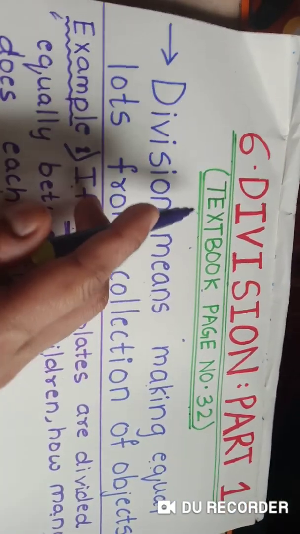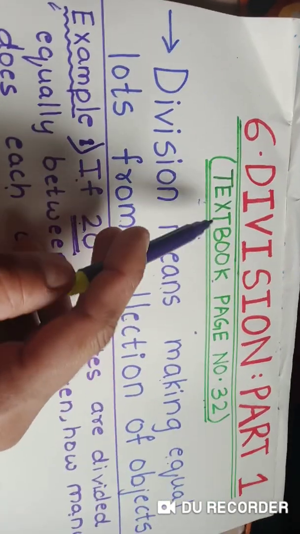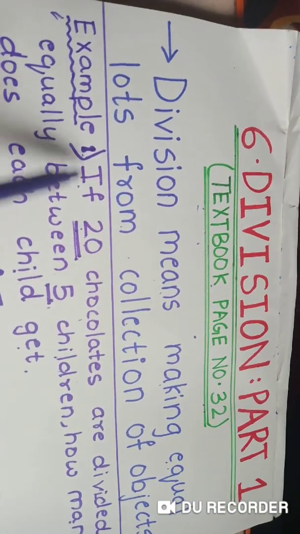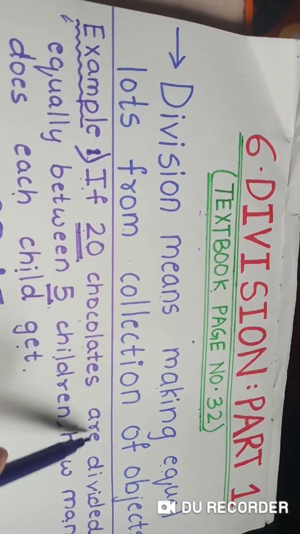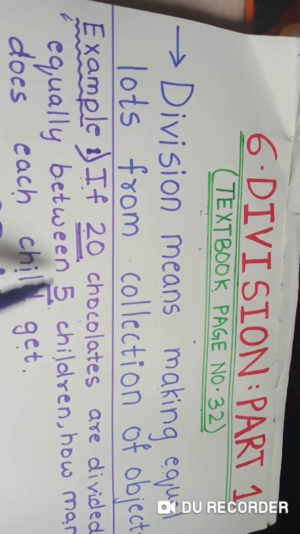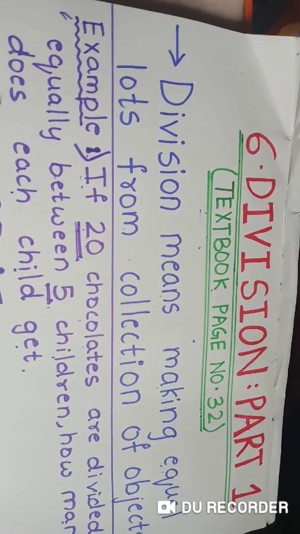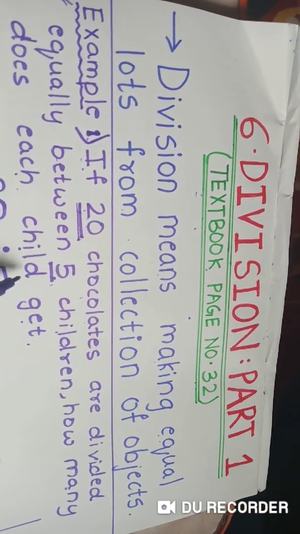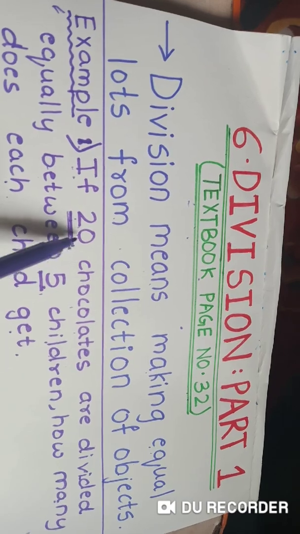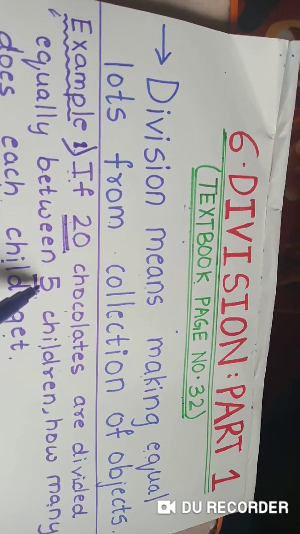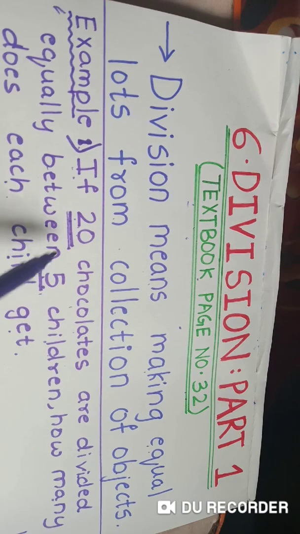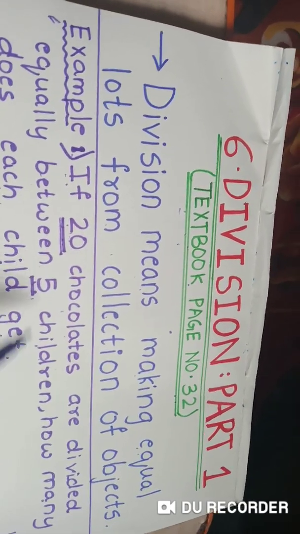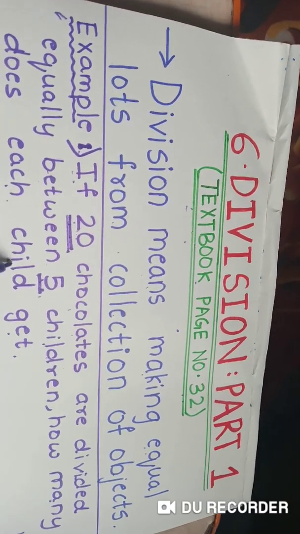So now we will move ahead. Now we will see a revision which is on your textbook page number 32. First one. If 20 chocolates are divided equally between 5 children, how many does each child get? What are they telling here? How many chocolates are there in total? 20 chocolates. And how many children are there? 5. And these 20 chocolates are divided between the 5 children. Therefore, they are telling us to find how many each child gets.